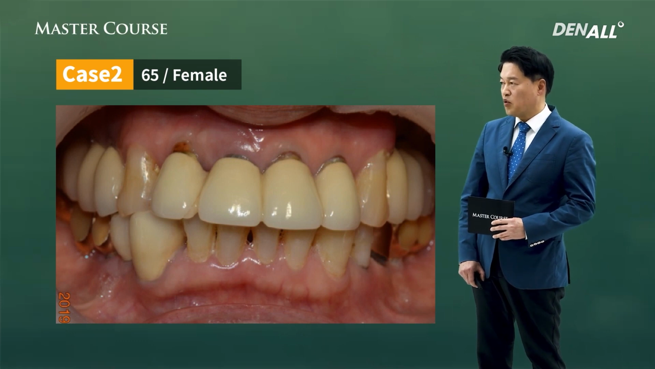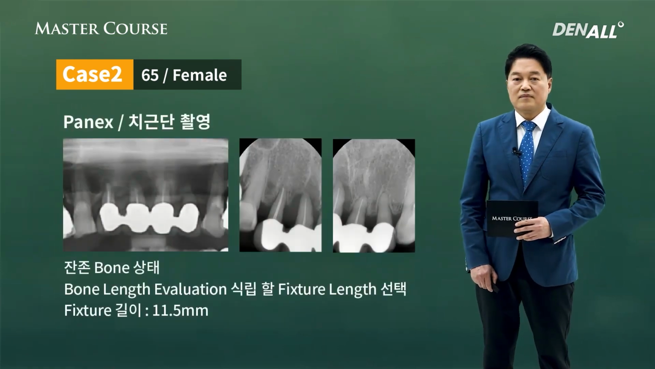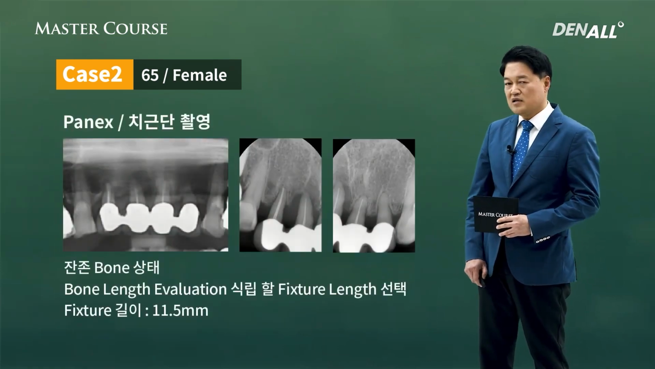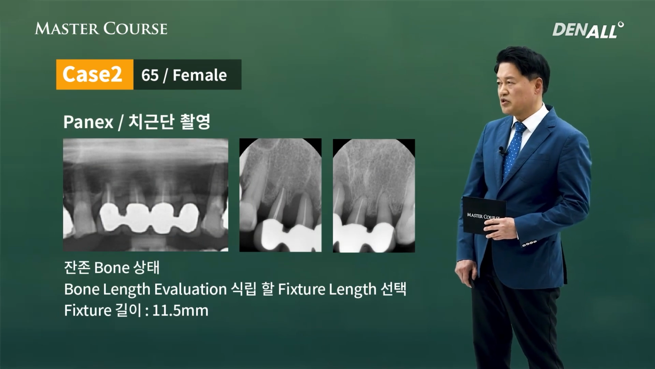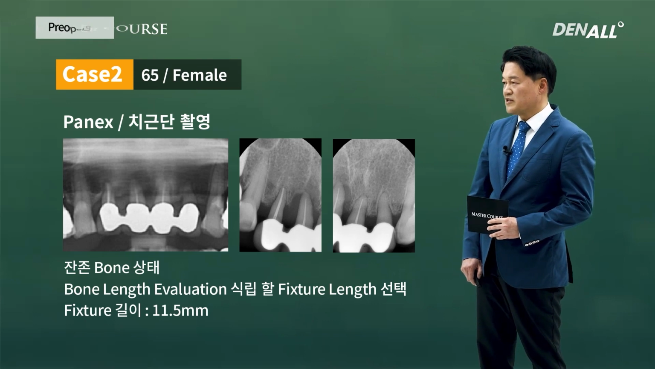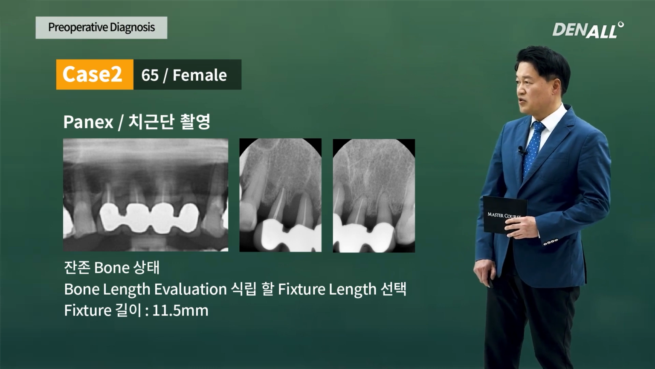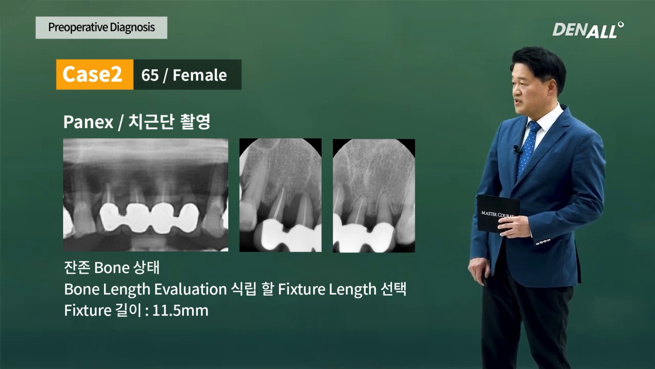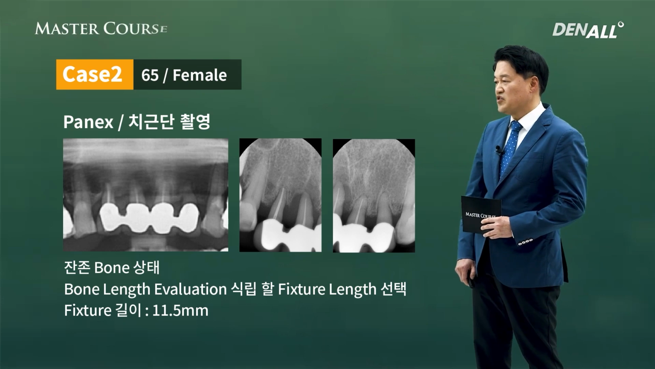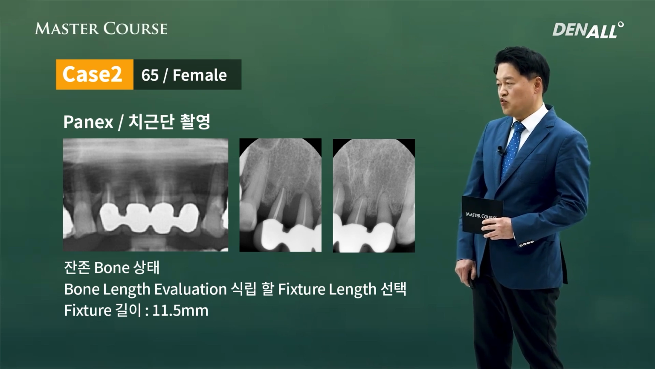And I checked the level of bone resorption and attachment to the gingiva. And I took a CT. After that, I took a Panax. As you can see, in the anterior area, more than the Panax, the periapical view is more useful in evaluating the remaining bone. You can get more accurate information. Bone length was sufficient, so the fixture length was 11.5 millimeters.